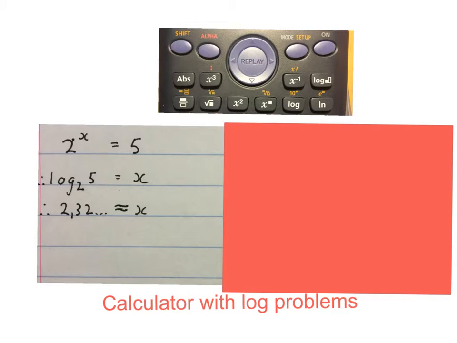Remember, it must make sense to you. 2 to the power of 2 is 4 and 2 to the power of 3 is 8. So this answer must be between 2 and 3.